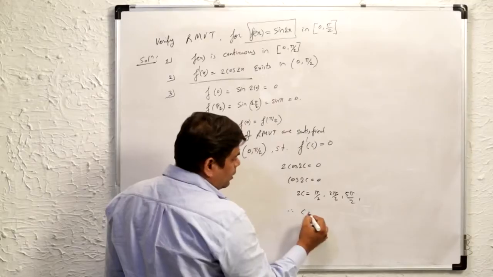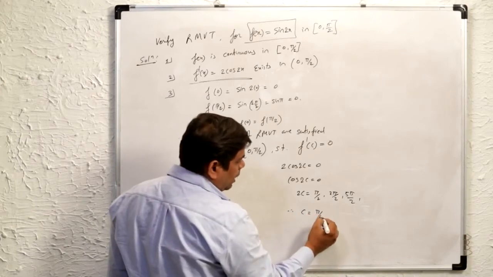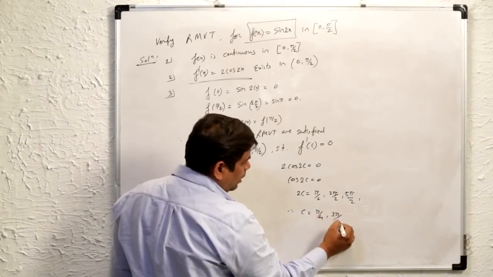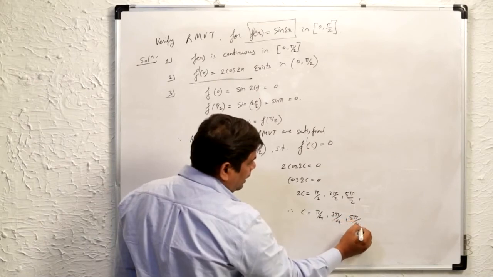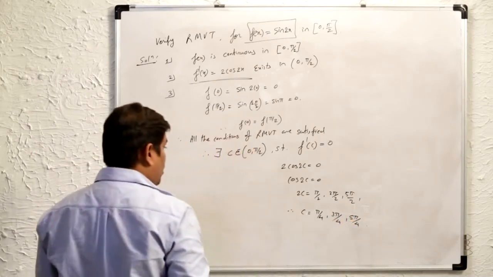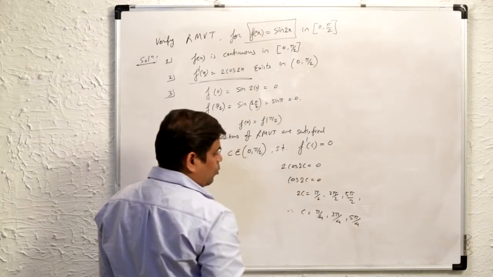So therefore, what is the value of C? The value of C will become pi by 4, 3 pi by 4, 5 pi by 4, etc. Now, which value of C are you going to consider?